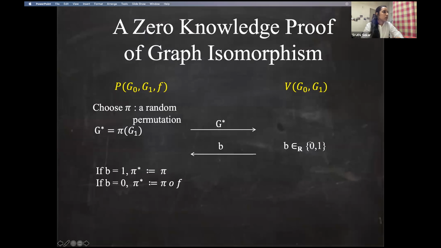So B equals 0 is the scenario where pi is not going to directly give the bijection. And here he needs to use the bijection F, the witness that he has. So F was the bijection that led G1 to G0. And then you can apply pi and get to G star. What did we see here? We saw this primitive of zero knowledge proofs. And the goal here, it's a two-party interaction protocol. And the goal here was that the prover, who has some kind of a secret, is trying to prove to the verifier.